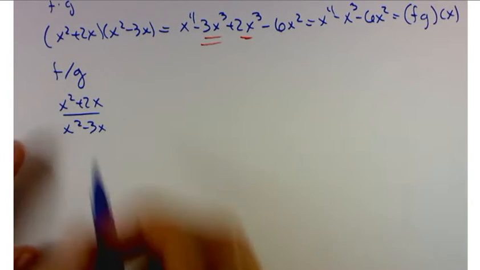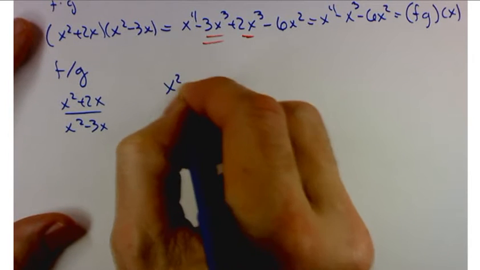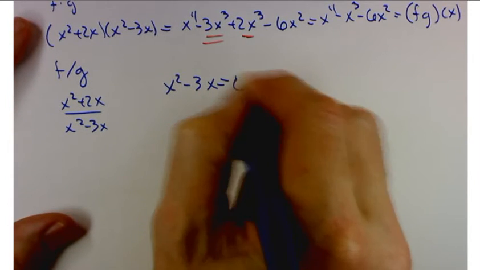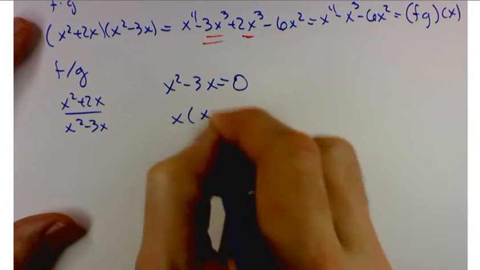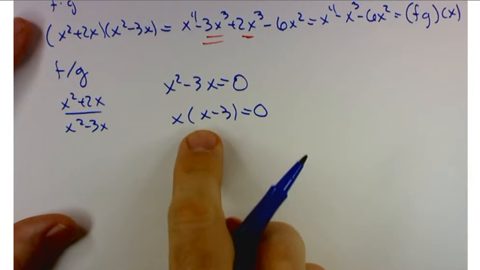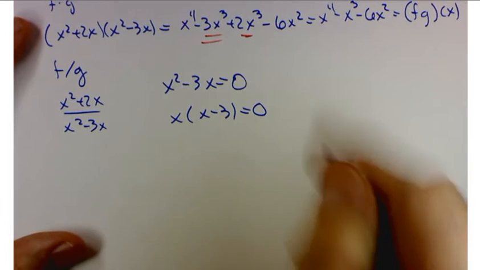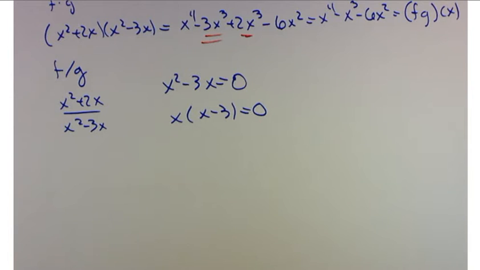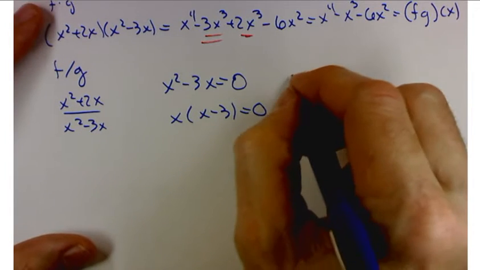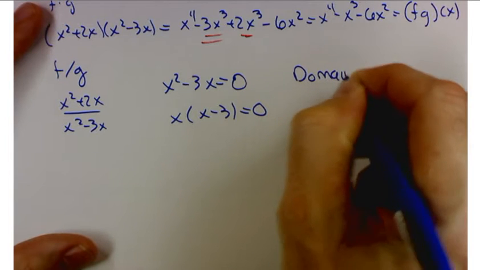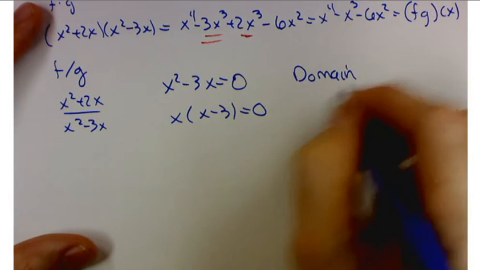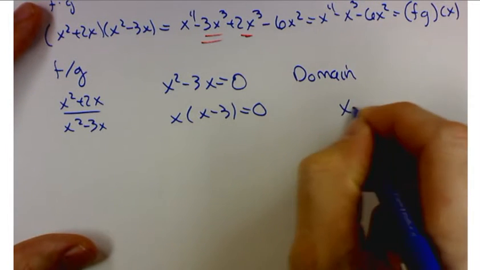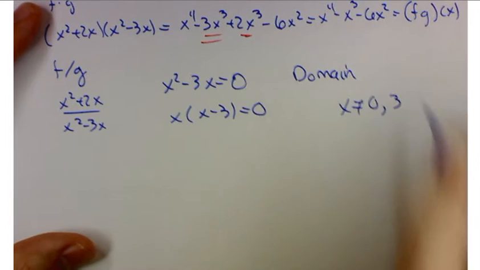In fact, where? All right, when x equals 3. Where else can the denominator equal 0? Yeah, when x equals 0. So our domain is everything but those. So it's x not equal to 0 or 3.